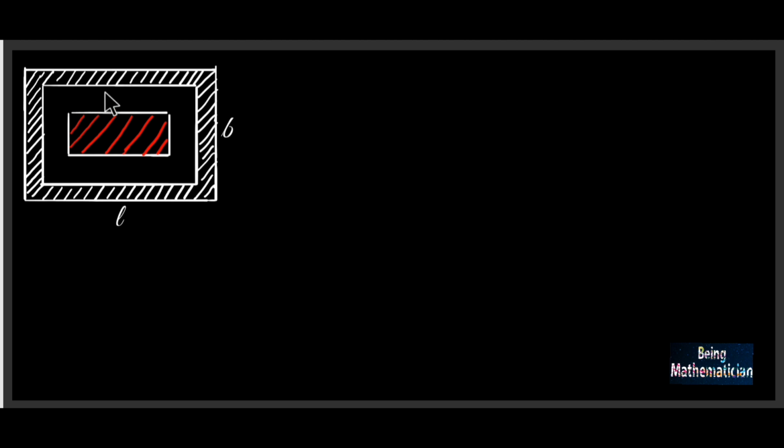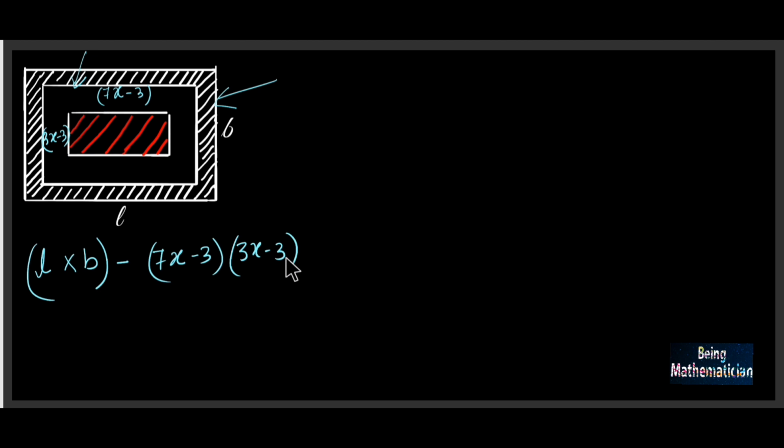Now we have found that the length of this is 7x minus 3, and the breadth of this rectangle is 3x minus 3. Now we can easily find this white shaded portion area by subtracting the small rectangle from the whole rectangle. So now it will be L into B minus (7x minus 3) into (3x minus 3).